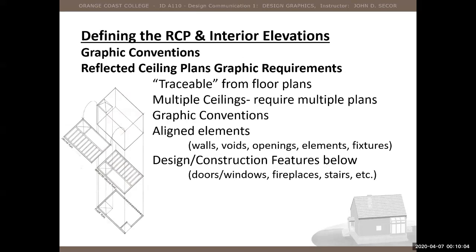Okay, so now we're going to go back to some ways of representing this information. We're going to start with the reflected ceiling plan. So we're going back to that topic.